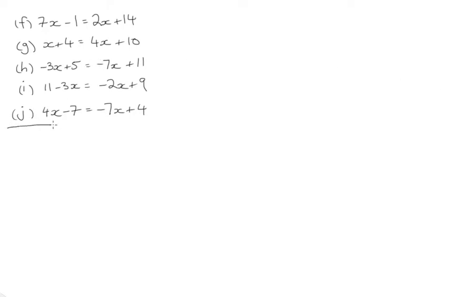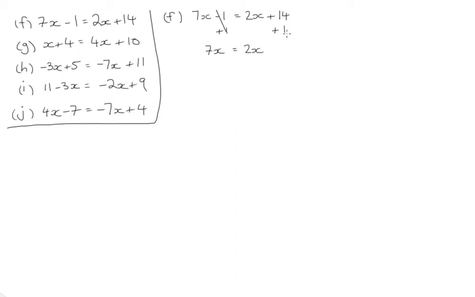So I'll just do a box here, and we will look at f first. F is 7x minus 1 equals 2x plus 14. Okay, let's bring all the numbers to the right first. So what's the opposite of minus 1? It's plus 1. So I have to do that to both sides. They cancel each other out. 7x equals 2x. 14 plus 1 is 15.